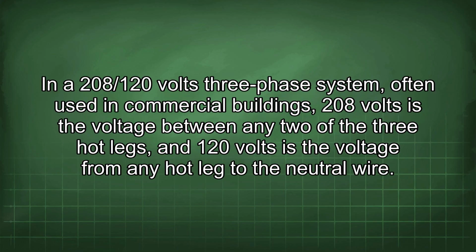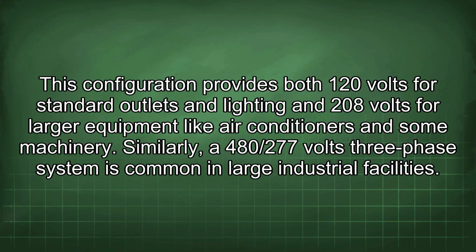In a 208/120 volts three-phase system, often used in commercial buildings, 208 volts is the voltage between any two of the three hot legs, and 120 volts is the voltage from any hot leg to the neutral wire. This configuration provides both 120 volts for standard outlets and lighting and 208 volts for larger equipment like air conditioners and some machinery.